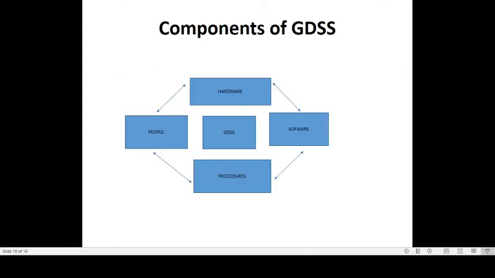What are the components of a group decision support system? It's hardware, software, procedures, and people. So what does the hardware contain? The input and output devices. It includes conference facilities, requirement of video conferencing, electronic hardware, etc.